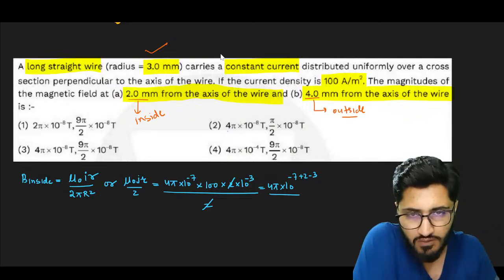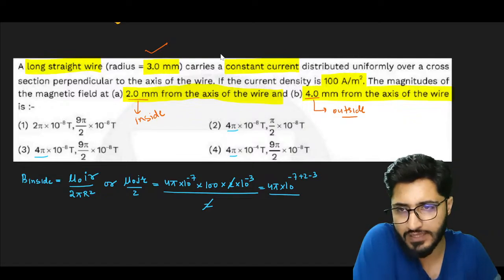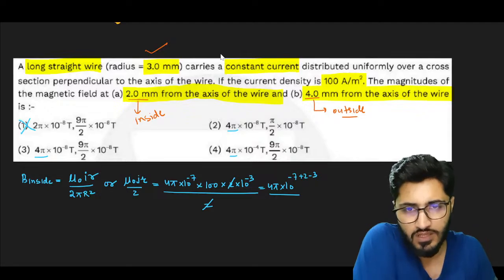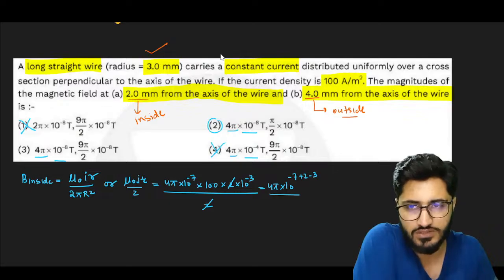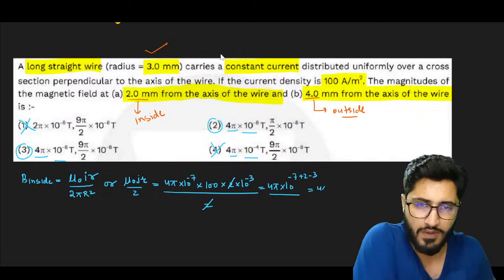This 4 pi 10 to the power minus 4 minus 8 is a wrong answer. Now we are left with these two options, the second and third. So we have 4 pi 10 to the power minus 8 Tesla.